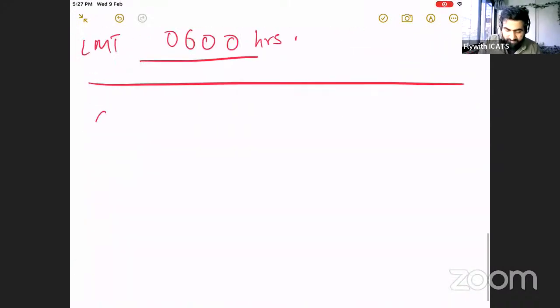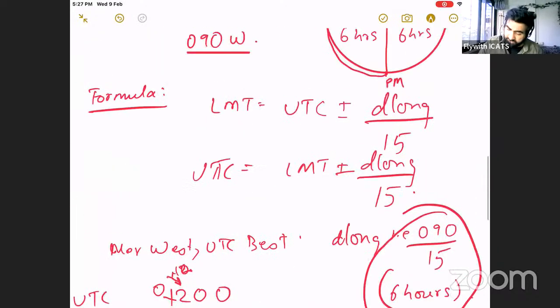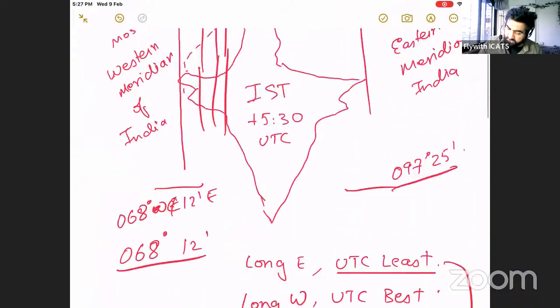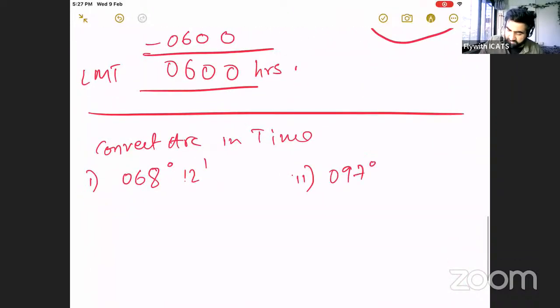So quickly convert arc into time. One is 068 degrees, 12 minutes. And second is 097 degrees, 25 minutes.